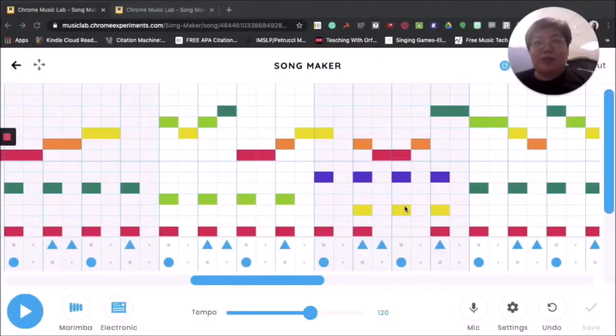Everyone, I want to show you something I wrote on the Chrome Music Lab so that it will show you some qualities about the composition and what you can do on the song maker.